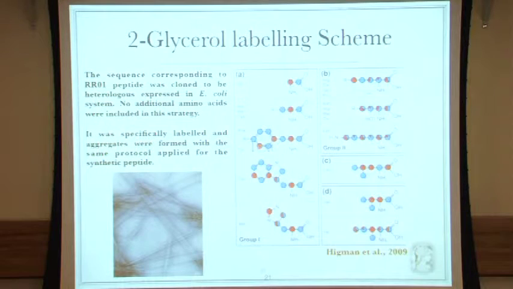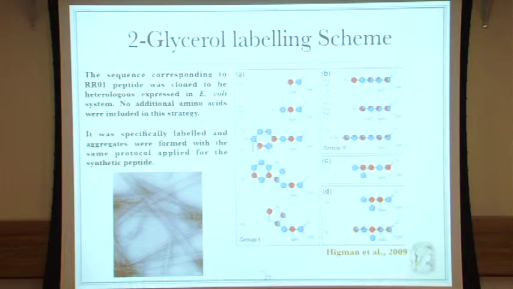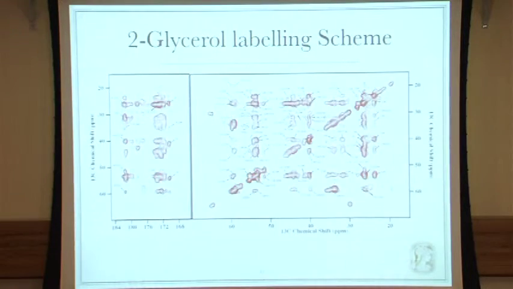What we did was we started to express the peptide in E. coli, and in order to use this approach, it was not possible to use uniformly labeled sample because of the repetition, but using this kind of approach was fine. And this was the spectrum that provided us almost all assignments. And this is pretty nice. This is 2-glycerol sample.